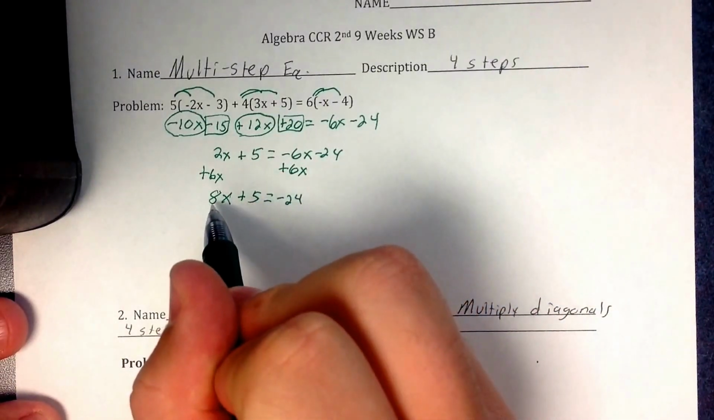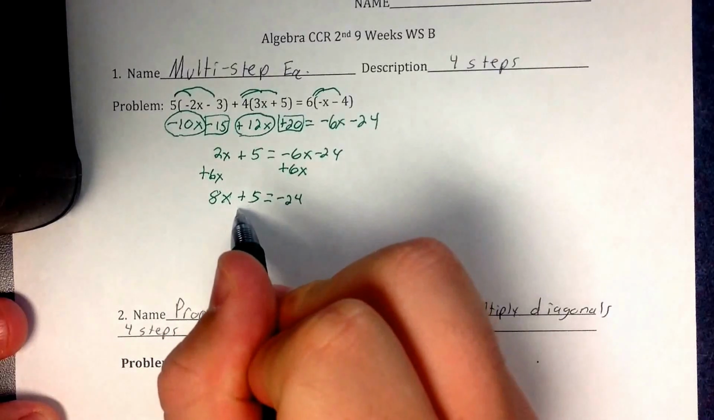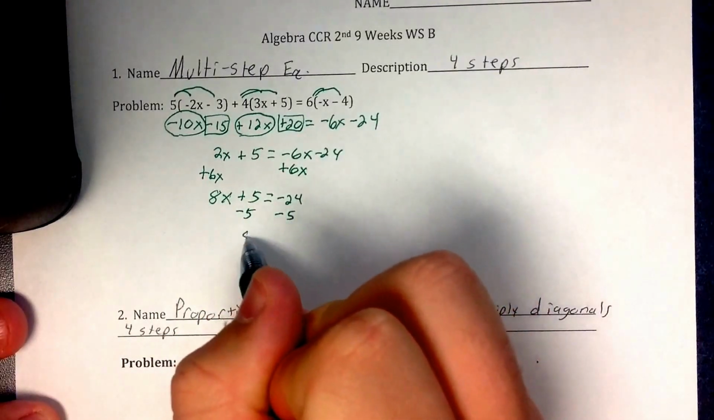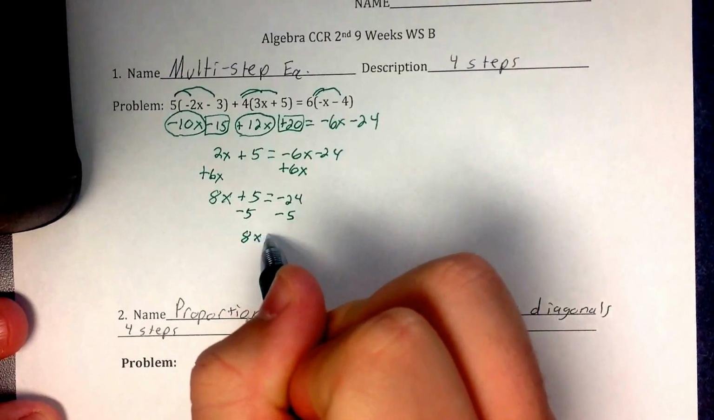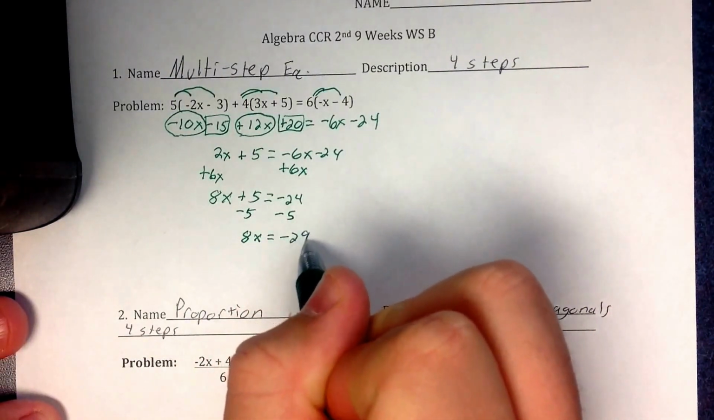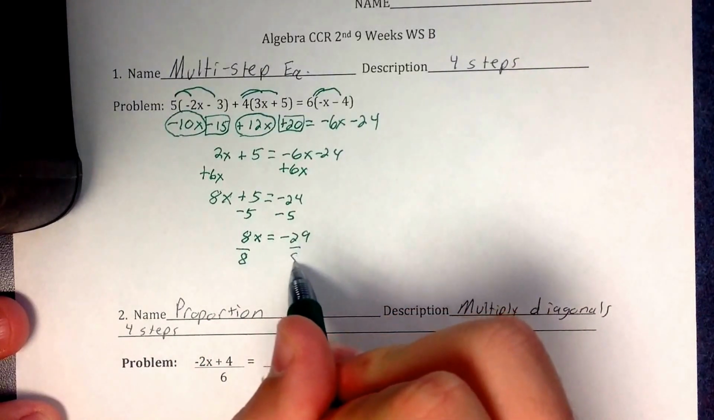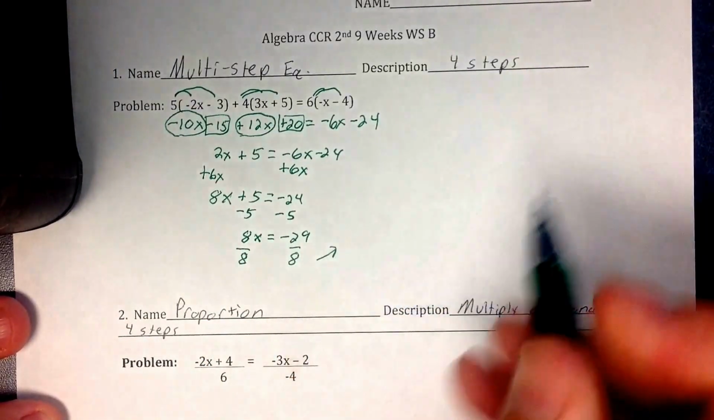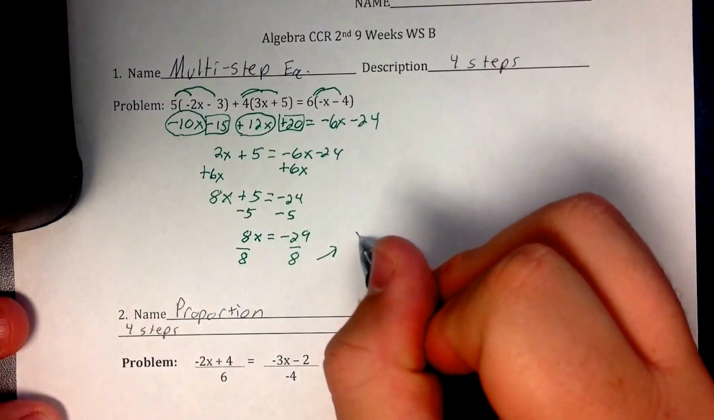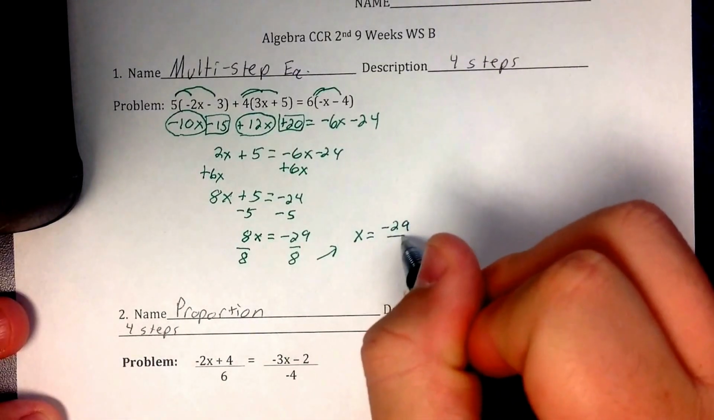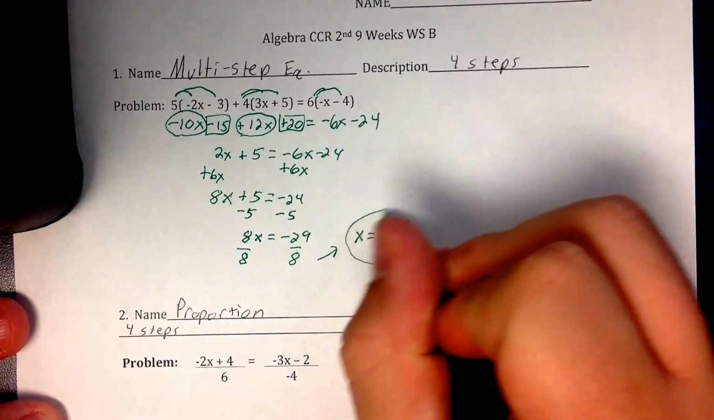So now my variable's on the left hand side. I need to get rid of addition first in this case. So I'm going to minus 5 from both sides. Get 8x equals negative 29. And then divide by 8. And since 8 doesn't go into 29 evenly and there's nothing I can reduce, I'm just going to leave it as x equals negative 29 over 8.